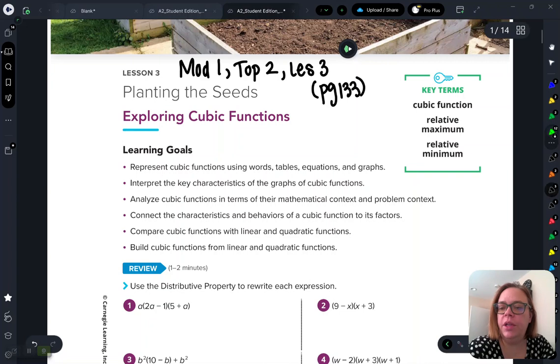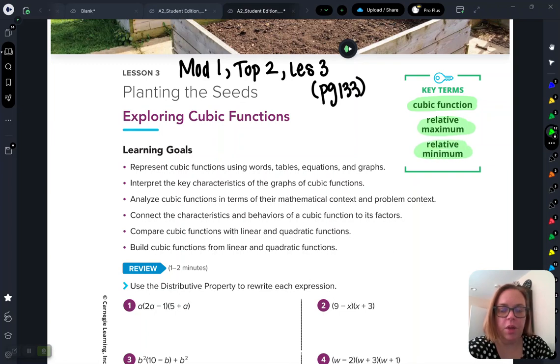We're going to identify what is a cubic function, and we're also going to look at relative maximum, relative minimum, and those terms. We're going to look at cubic functions using words, tables, equations, and graphs. We're going to interpret the key features of cubic functions.